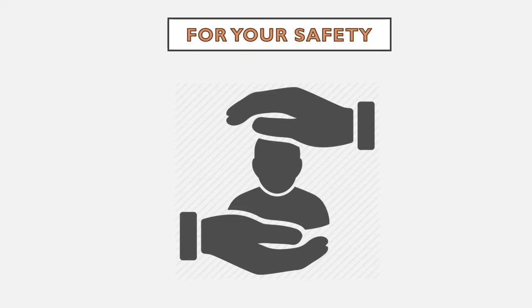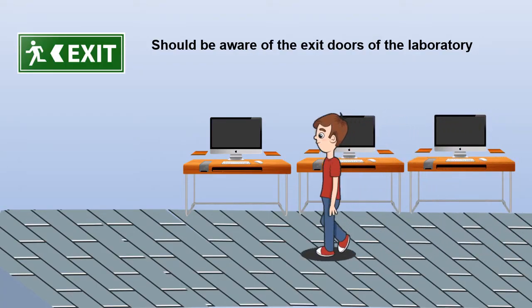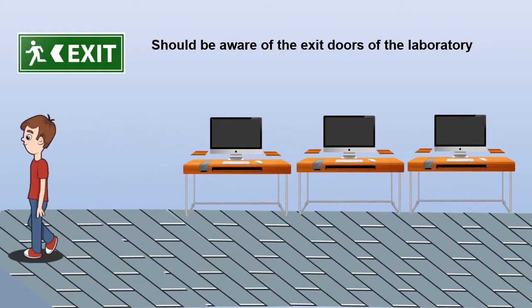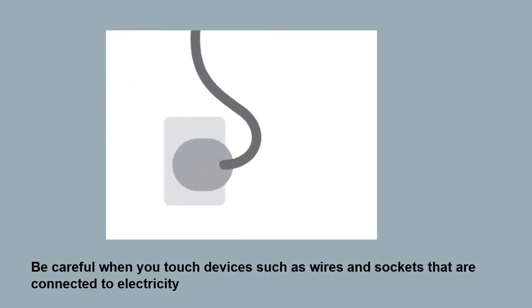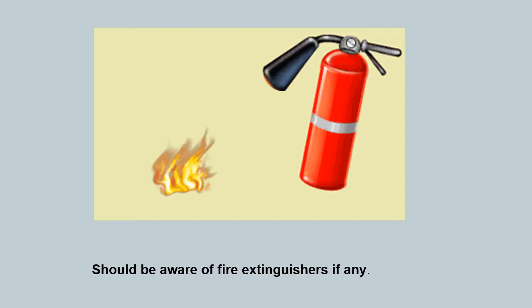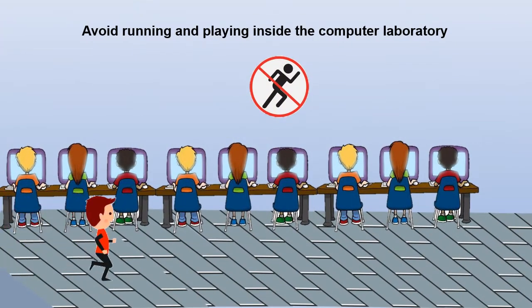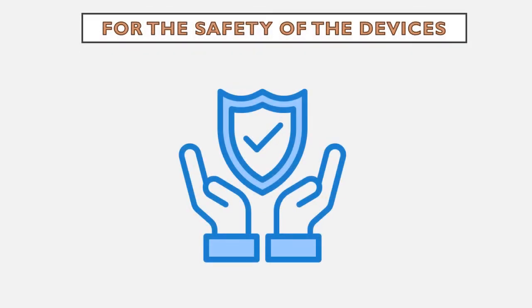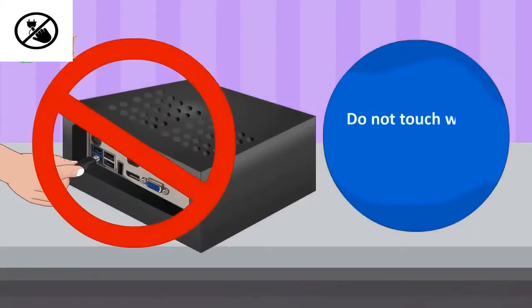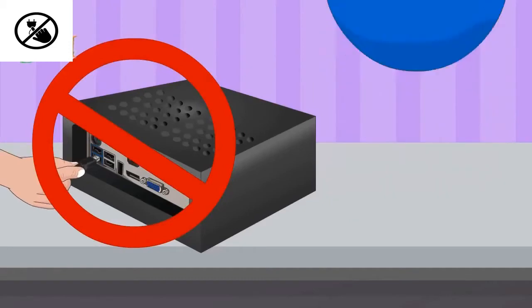For your safety, you should be aware of the exit doors of the computer lab. Be careful when you touch devices such as wires and sockets that are connected to electricity. You should be aware of the fire extinguishers. Avoid running and playing inside the computer lab. For the safety of the devices, don't touch wires and switches, it may be risky for you.